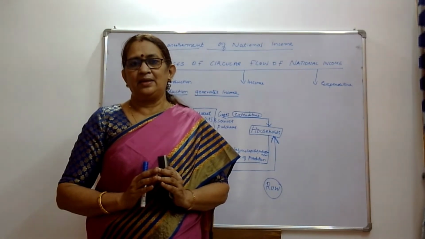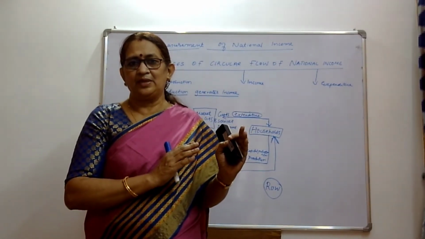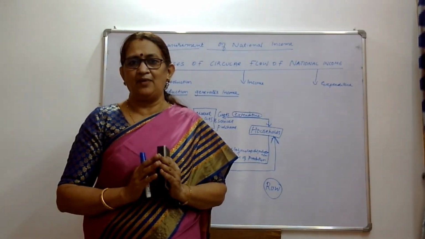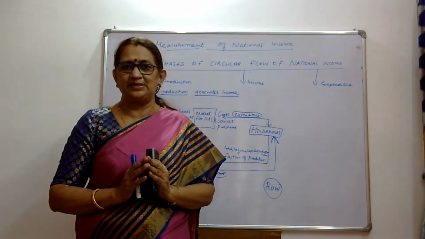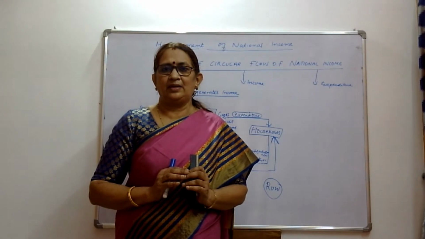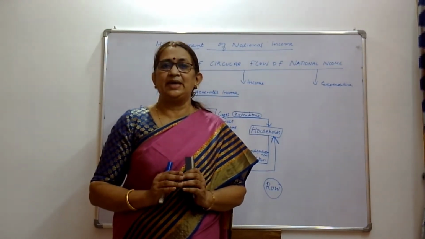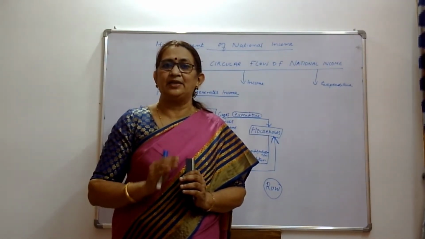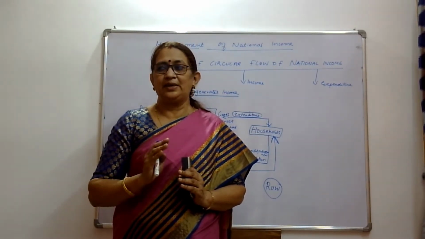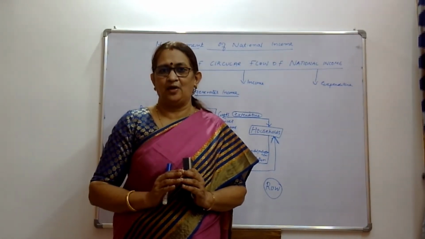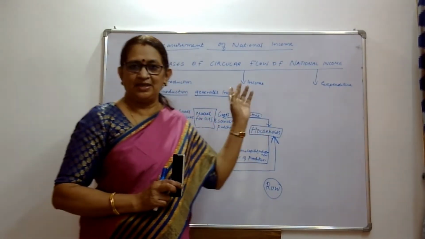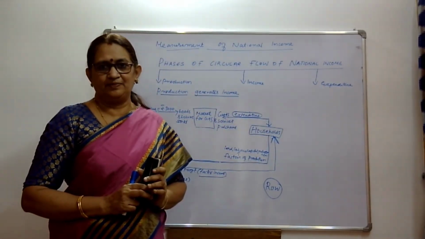National income takes into account the total money value of the final goods and services produced in a country in an accounting year. Or we can calculate national income as the total income generated in the economy, or as the total expenditure generated in the economy. Why is it so? Because we are measuring the circular flow of national income.